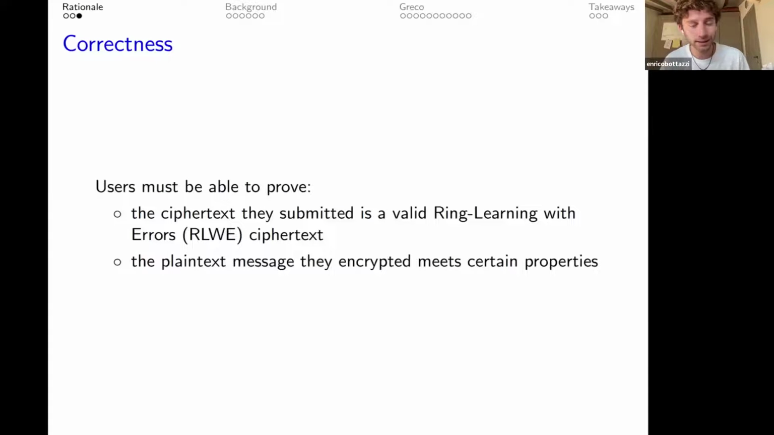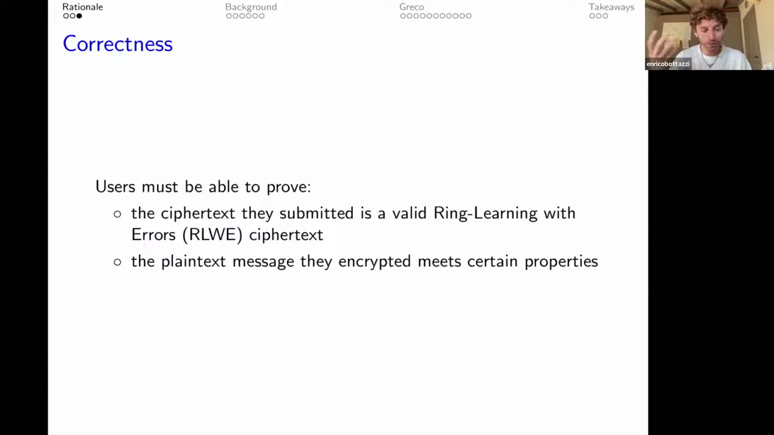And when I say correctness, I mean two different things. The first thing is that a user must be able to prove that the ciphertext is a valid ring learning with error ciphertext. But this might not be enough. For example, in the example that I mentioned before, if you encrypt this very large number as a vote, you can still be generating a valid RLWE ciphertext, but it will not be correct according to the application requirement.